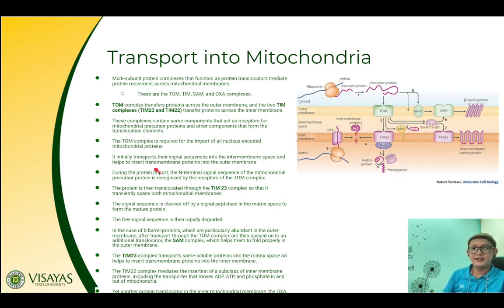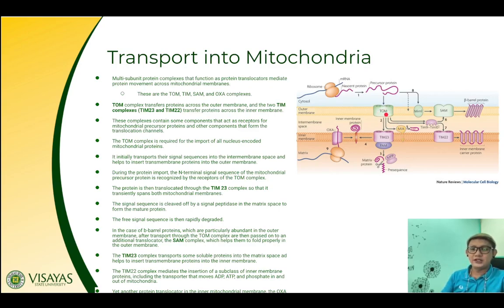So the TOM complex is required for the import of all nucleus-encoded mitochondrial proteins. It initially transfers the signal sequence into the intermembrane space of the mitochondria. During protein import, the N-terminal signal sequence of the mitochondrial precursor protein is recognized by the receptors of the TOM complex.